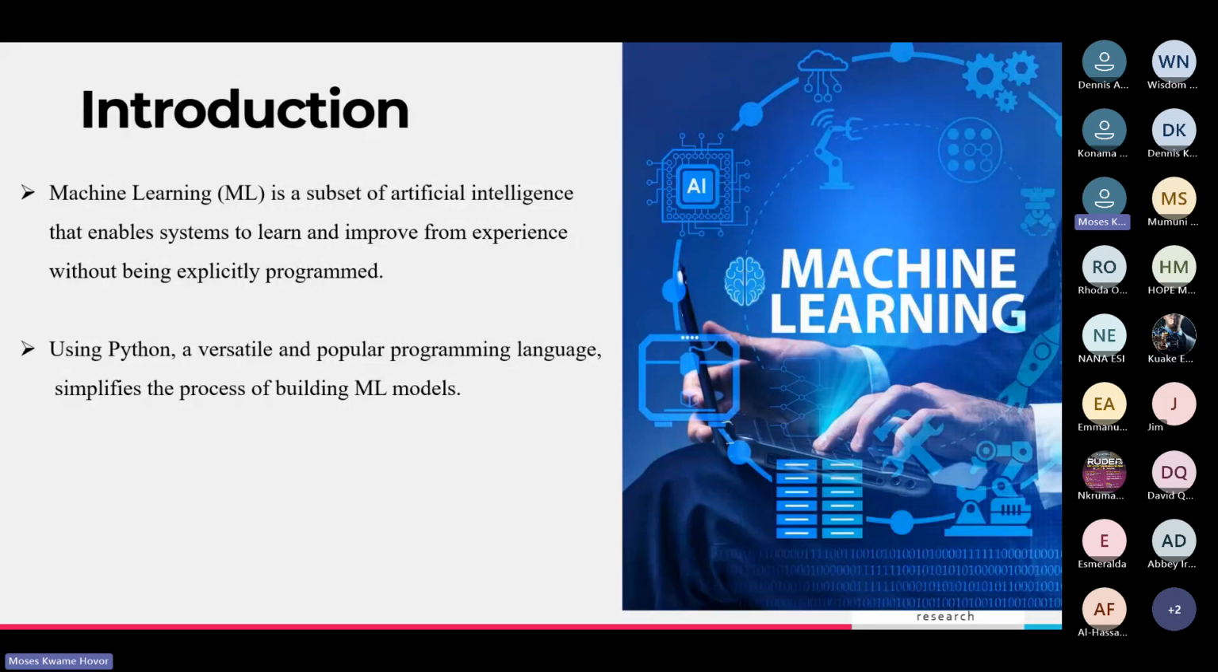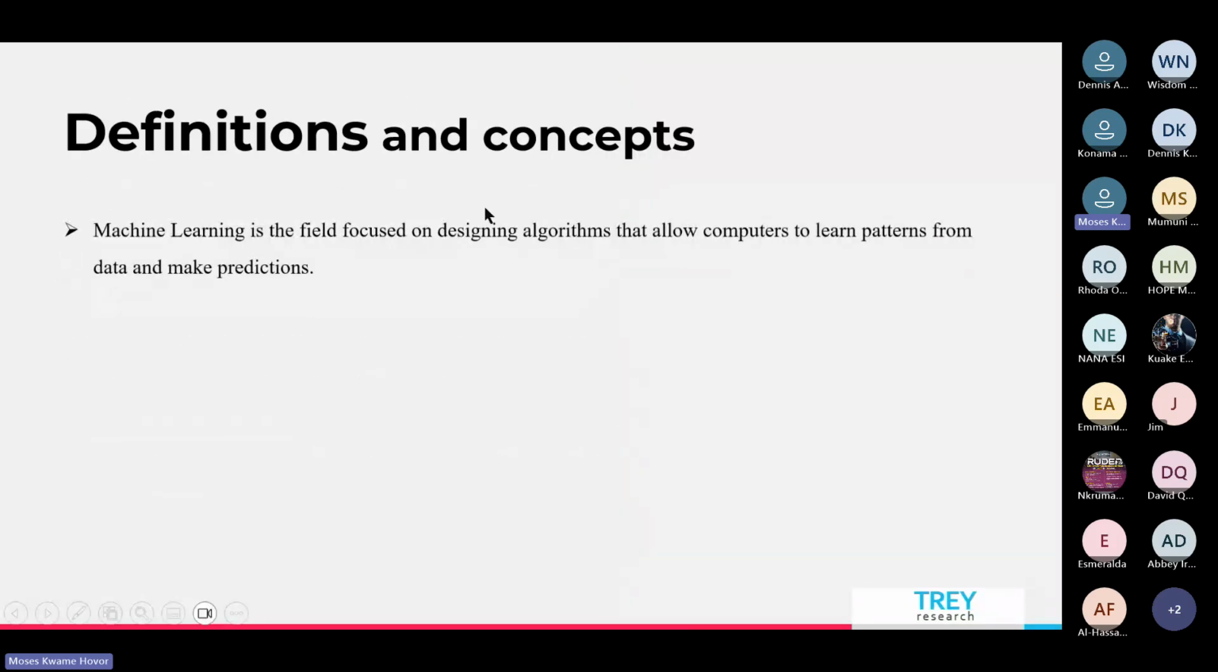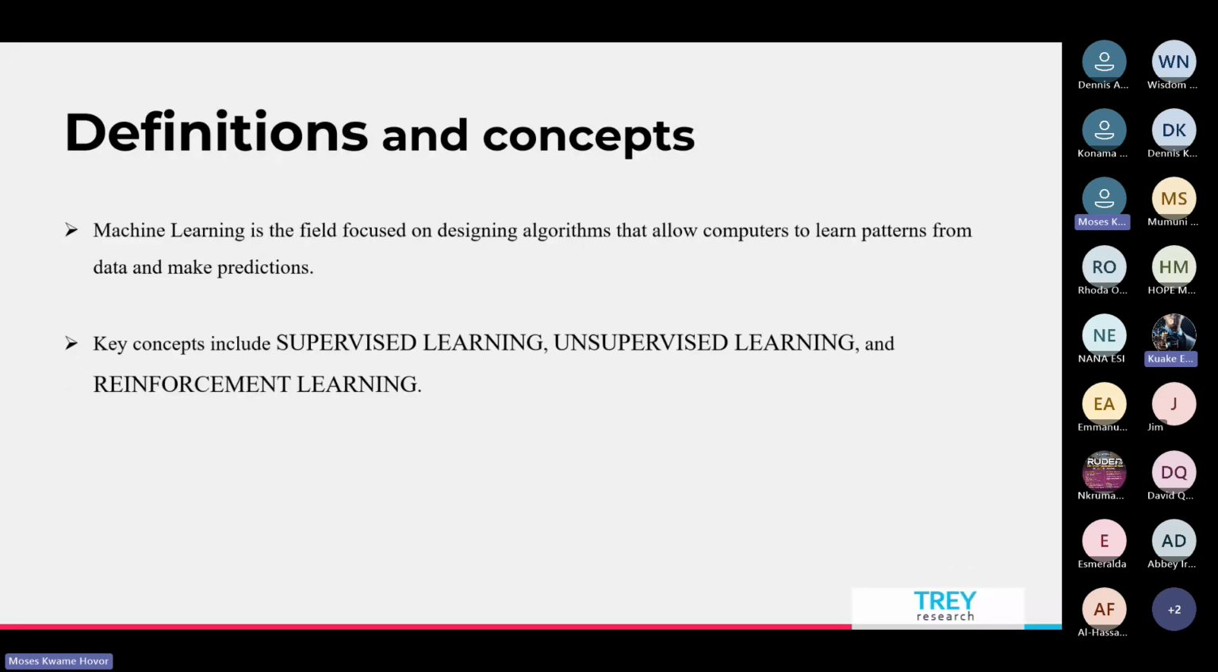This presentation is going to cover, as I've already mentioned, the concepts and key techniques to get started with machine learning. I've already given the definition, so we are going to talk about the types or kinds of machine learning concepts that we have. Mainly, we have supervised learning, unsupervised learning, and reinforcement learning. But with the introduction course, we are really going to talk about supervised learning and unsupervised machine learning.